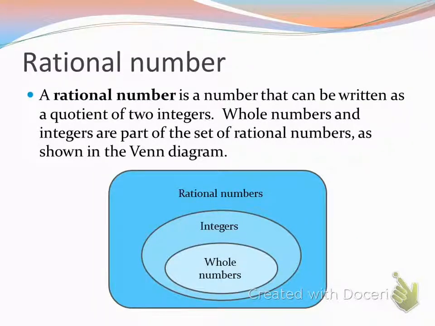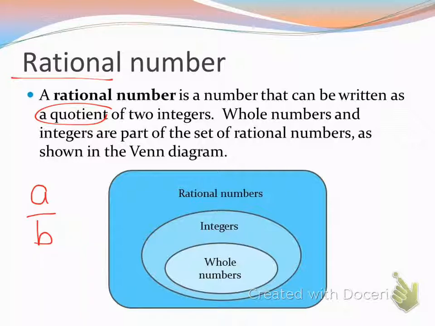What makes a rational number? Well, a rational number is a number that can be written as a quotient of two integers. What does quotient mean? Divided. It means division. So I can show that by showing the number as a fraction, a over b.